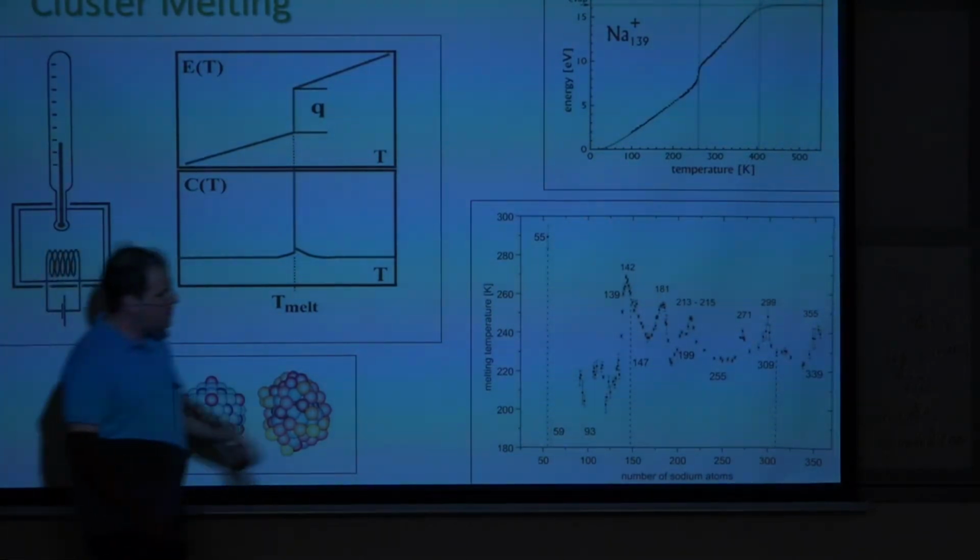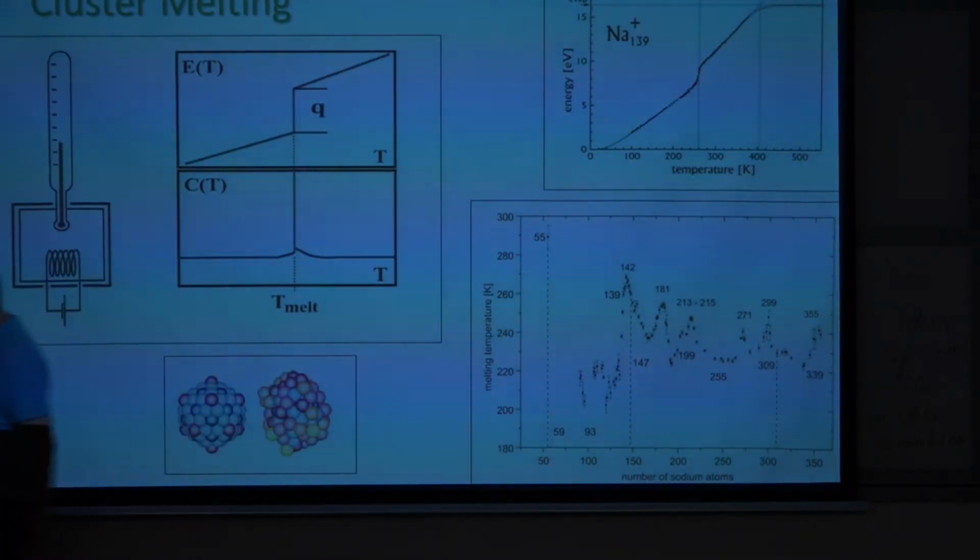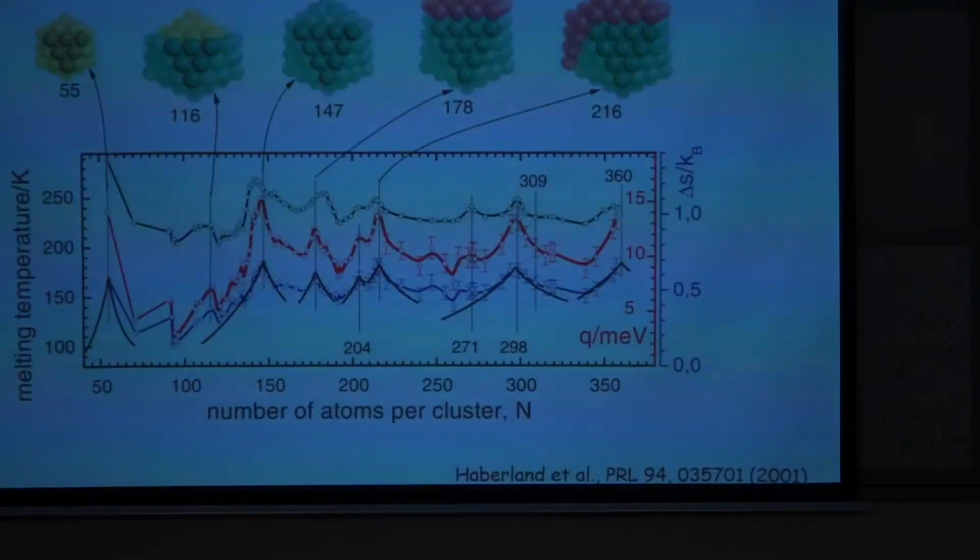And it turns out that the melting temperatures really correspond to these icosahedral packings. If you have a packing with an icosahedron, then it melts at a high temperature. If you add one more atom, then the symmetry is broken, and it melts at a much lower temperature. It's less stable, and so on.